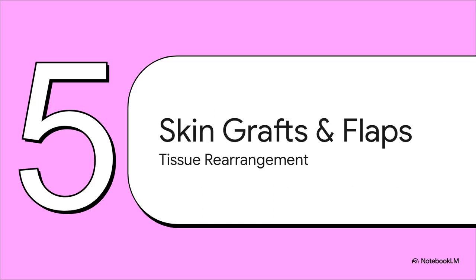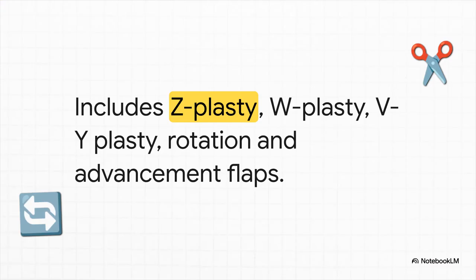And finally, Section 5, Skin Grafts and Flaps. So what happens when a defect is just way too large, or maybe too awkwardly placed for standard suturing? When you can't just pull the edges together, you actually have to move tissue around. The CPT book groups these as adjacent tissue transfers, or rearrangements.